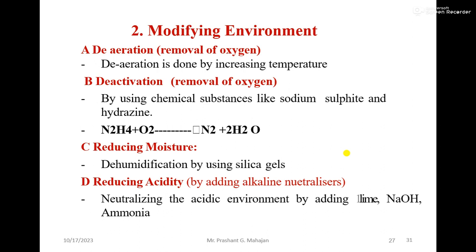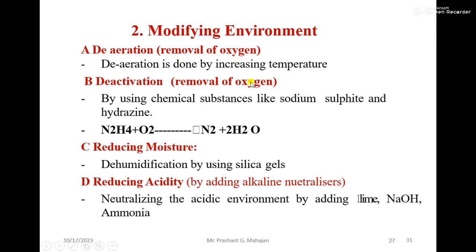Next is modification in environment. So there are four methods. First is de-aeration, means removal of oxygen. As we know, the oxygen absorption mechanism is taking place due to presence of dissolved oxygen in the water. So if we remove that oxygen from the water, then the corrosion will not take place. So de-aeration is done by increasing temperature. You are going to increase the temperature, so that oxygen will get removed.